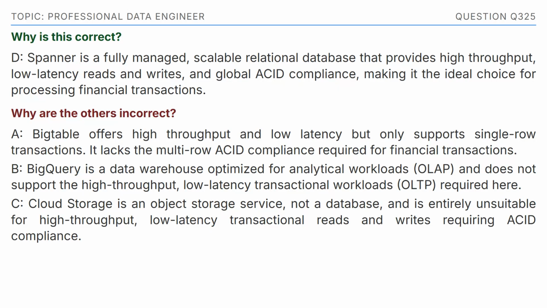Why is this correct? D. Spanner is a fully managed, scalable relational database that provides high throughput, low latency reads and writes, and global ACID compliance, making it the ideal choice for processing financial transactions. Why are the others incorrect? A. Bigtable offers high throughput and low latency but only supports single-row transactions. It lacks the multi-row ACID compliance required for financial transactions.